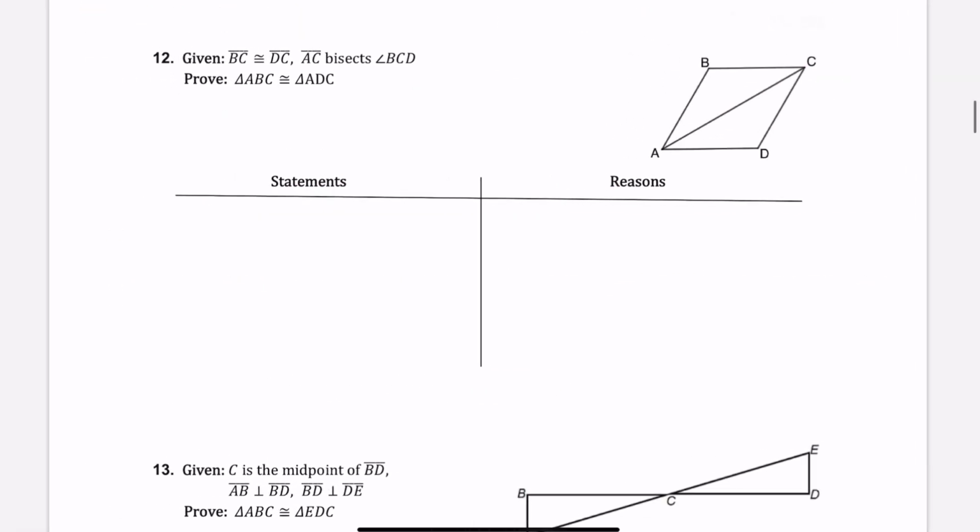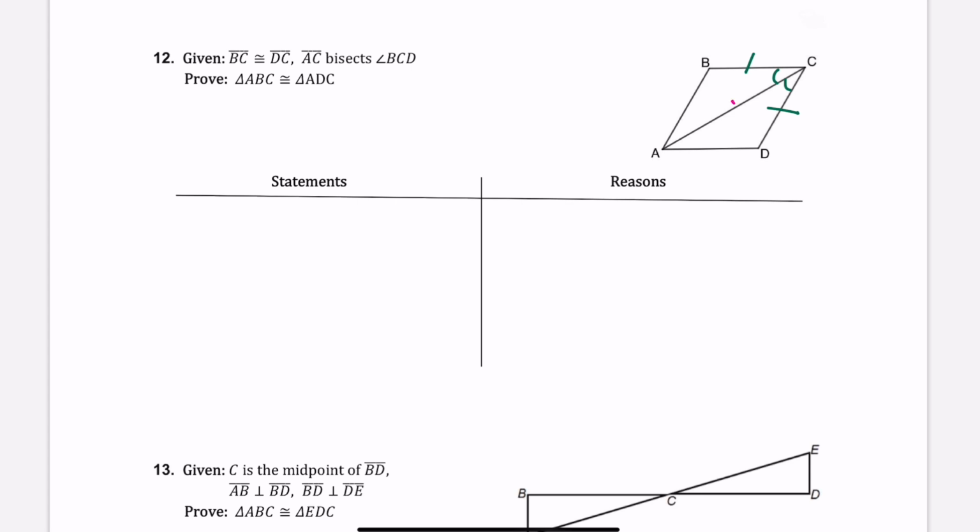Okay, number 12, let's figure out why these triangles are the same. We have BC is congruent to DC, and we have AC bisects BCD. Bisects means it cuts it in half. So if I have angle BCD and I cut it in half, that means that these two angles have to be the same because we're cutting that angle in half. So those two angles are the same.